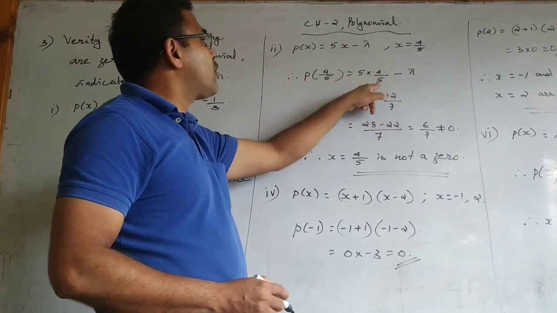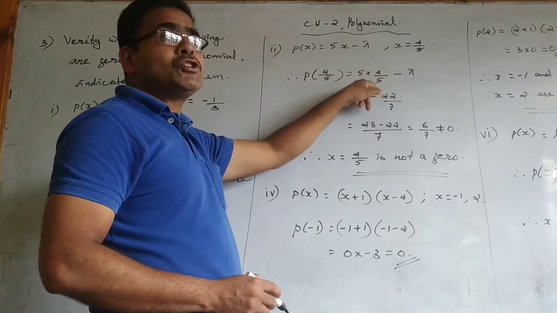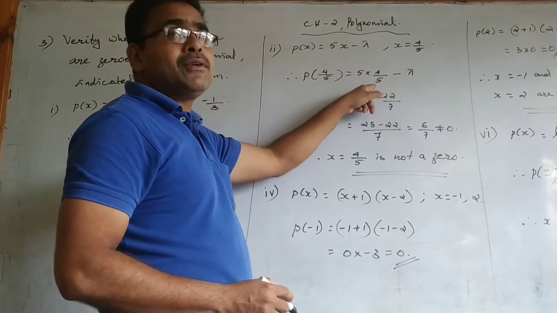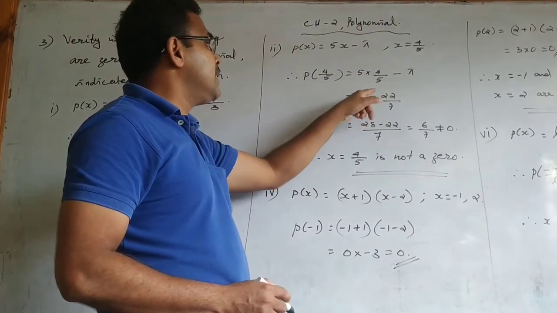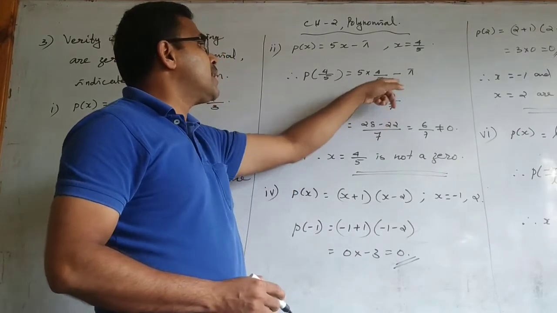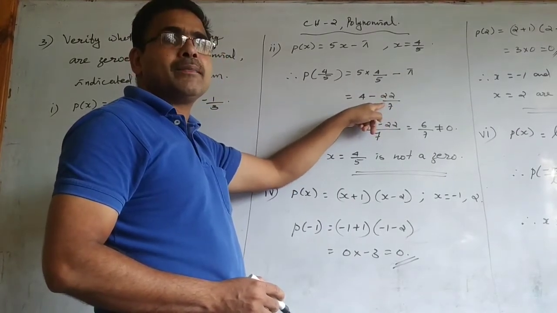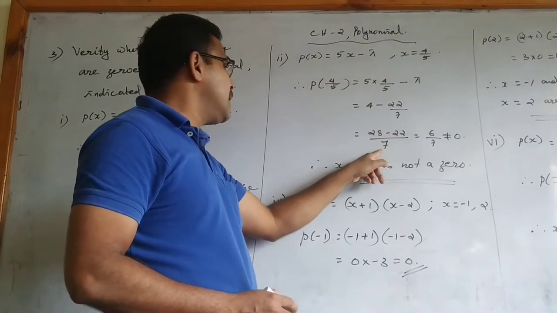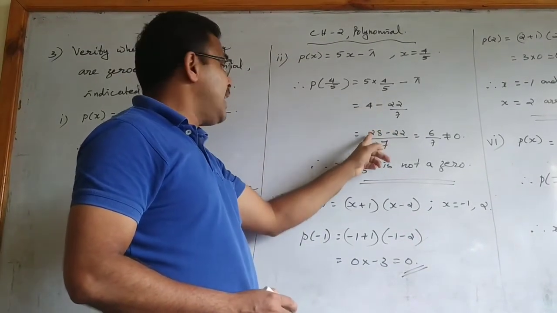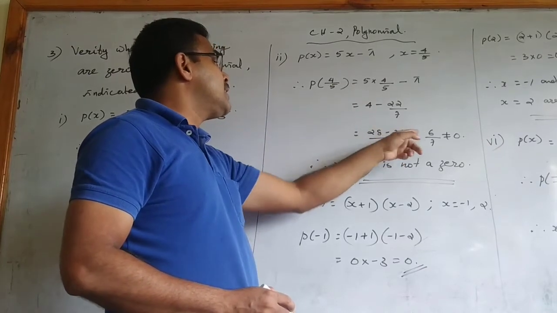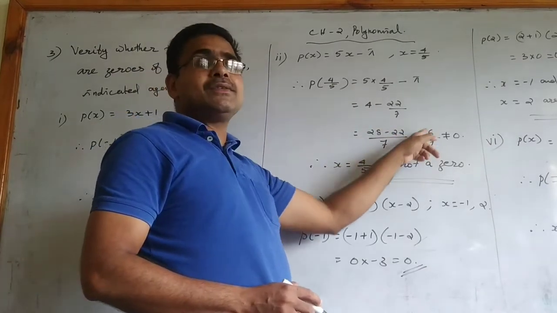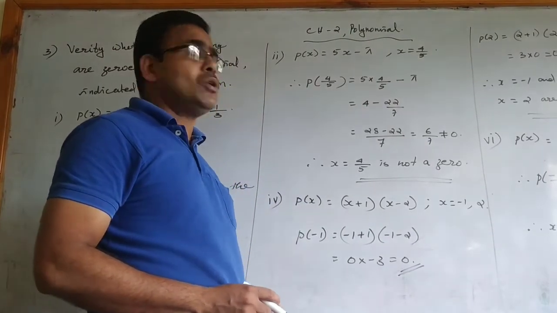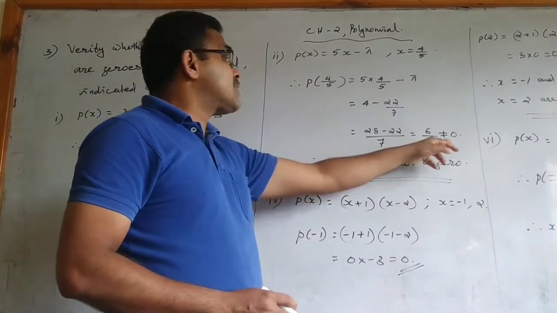5 into 4 by 5, instead of x 4 by 5 is substituted, minus pi. This 5 and 5 will cancel, then 4 will be remaining, minus the value of pi. The numerical value of pi we write as 22 divided by 7. Now we are calculating by using the LCM. 7 is the LCM. Then here it will be 28 minus 22, that equals 6 by 7. 6 divided by 7 clearly is not equal to 0. 6 by 7 is not equal to 0. That means it is not a zero of the polynomial.